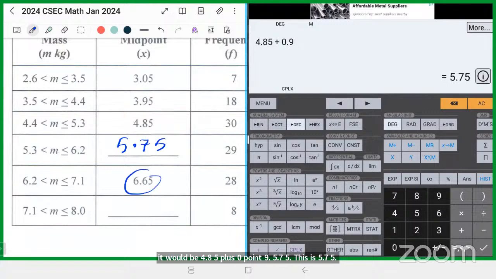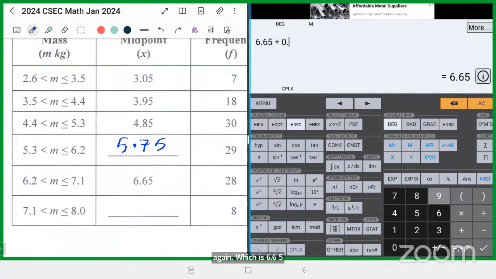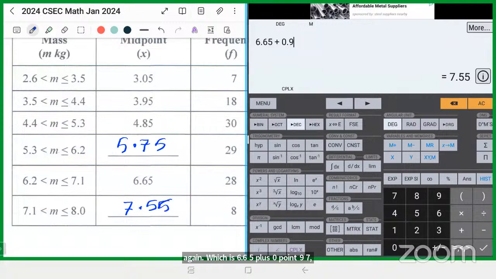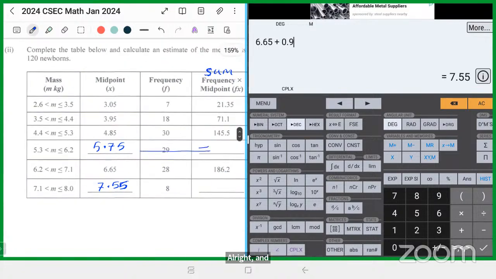And then 0.9 plus this one. That one plus 0.9 again, which is 6.65 plus 0.9, 7.55. All right. And then now, to complete this row, we need to multiply.